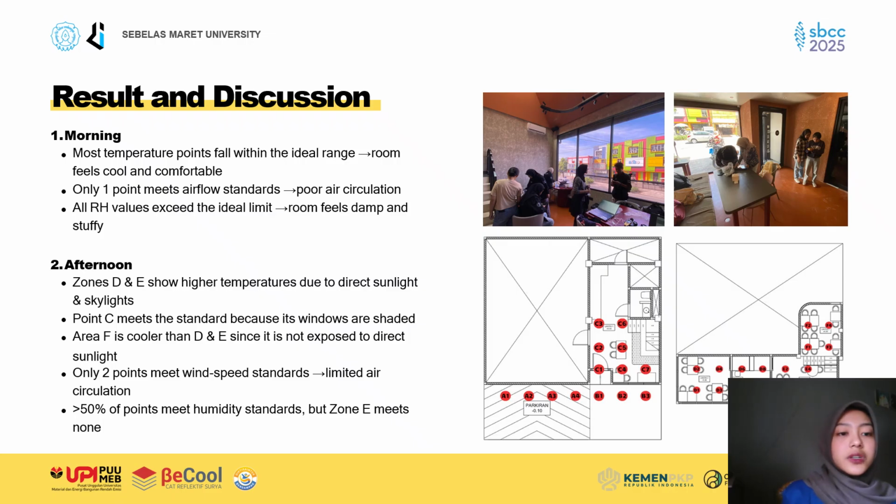So this is the result and discussion. In the morning, most temperature points fall within the ideal range, so the room feels cool and comfortable. Only one point meets airflow standards, so the air circulation is poor. All RH values exceed the ideal limit because the room feels damp and stuffy.